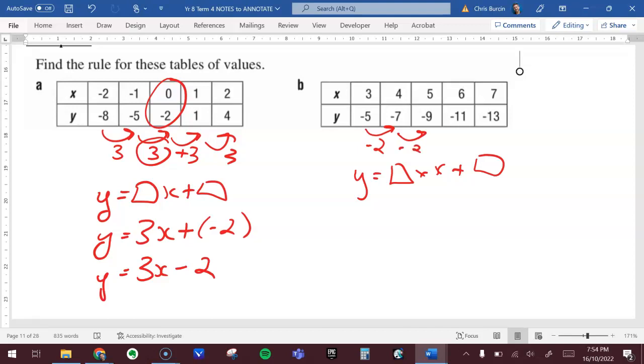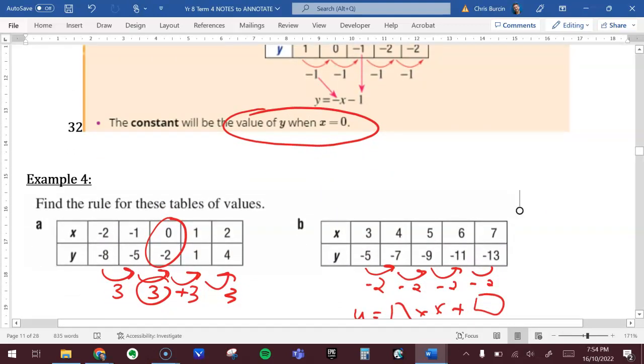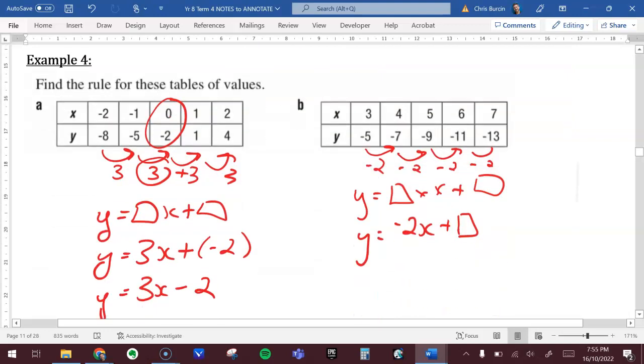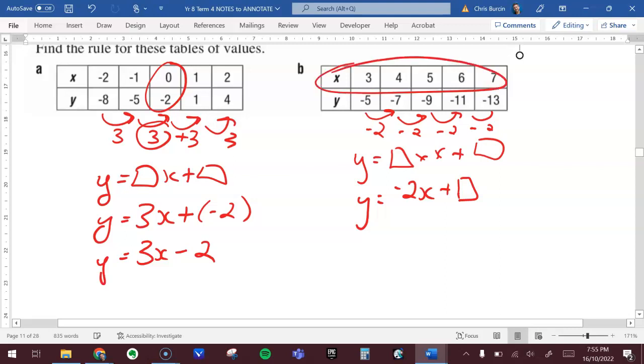From -7 to -9, minus 2. So each of these is -2. So our coefficient is actually going to be -2 times x plus mystery. And now, as you know, the constant, which is then in that box, will be the value of y when x is 0, but we don't have a value of x being 0 in this case, so we're going to have to be a little bit clever about that.